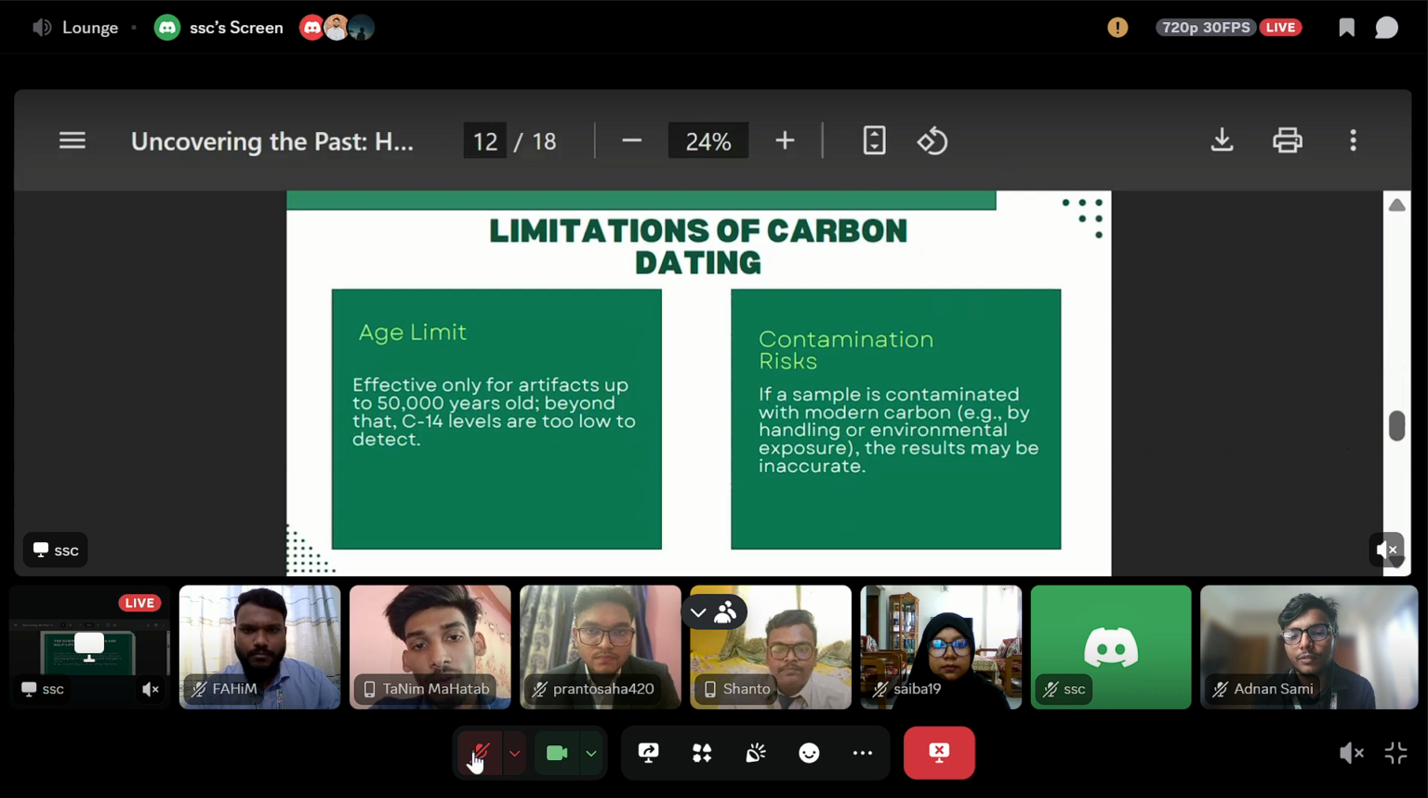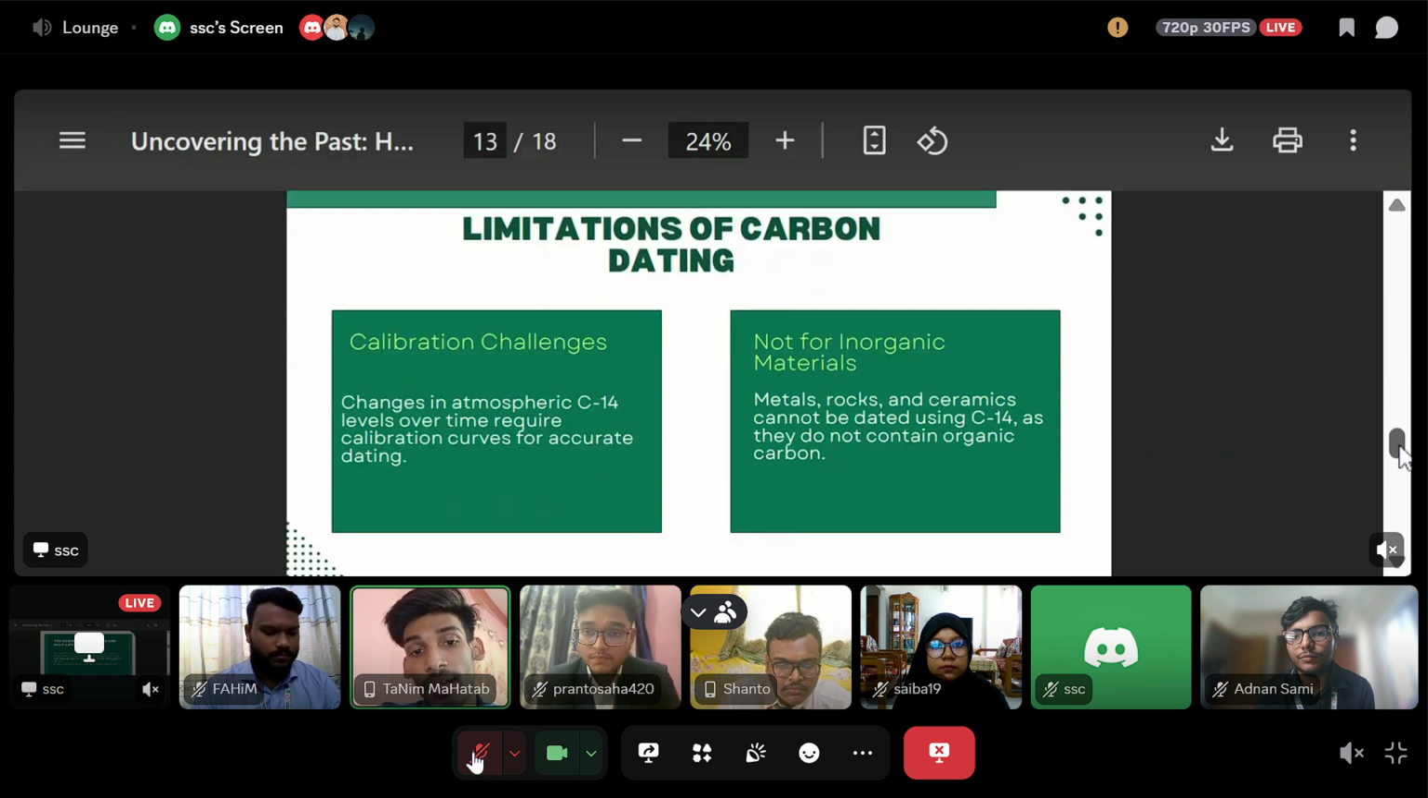Second one, contamination. If a sample gets mixed with modern carbon, like from handling or the environment, the result can be wrong. Thirdly, calibration issue. Carbon level in the air changes over time, so scientists must adjust their calculation. Finally, not for inorganic material. Things like metal, rock, and ceramics cannot be dated this way because they don't have organic carbon.